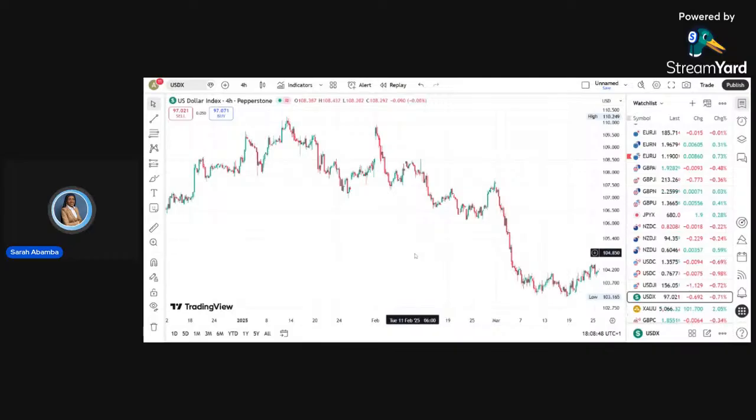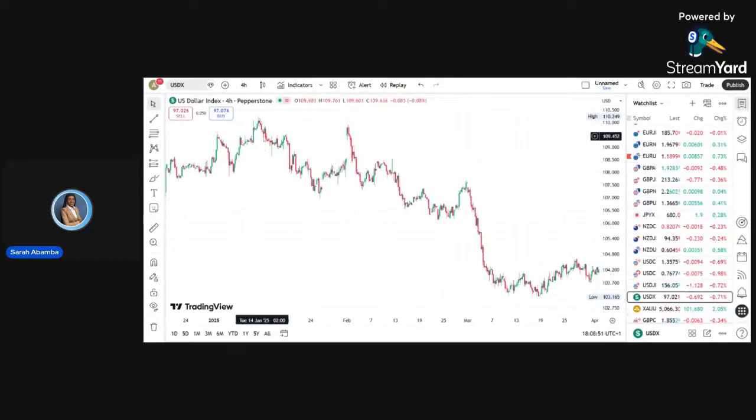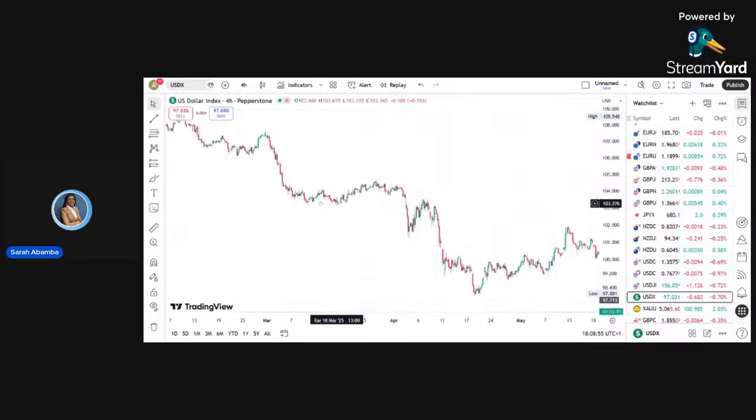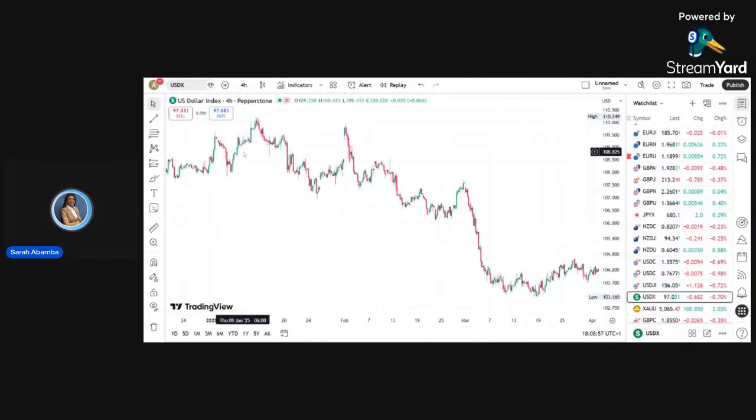So I was looking for an example of a downtrend, and here you have it. This is an example of a downtrend. Are you getting it? This is an example of a downtrend. Okay? Is the downtrend clear?